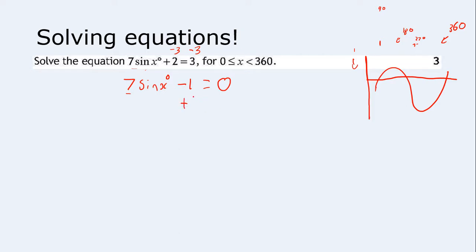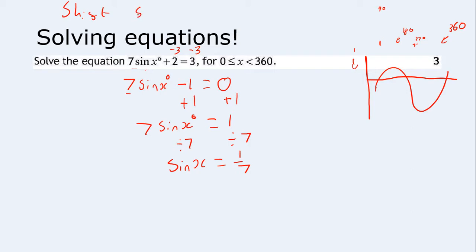Let's add 1 to both sides. Okay, so we've got 1 on this side, and we've just got 7 sine x on this side. Let's divide by 7. Again, I'm doing this relatively quickly now. I'm hoping that we're happy with this, solving to this point. The new thing here will be to do shift sine to get the inverse function of sine. And in our calculator, we're going to do sine inverse of 1 over 7.